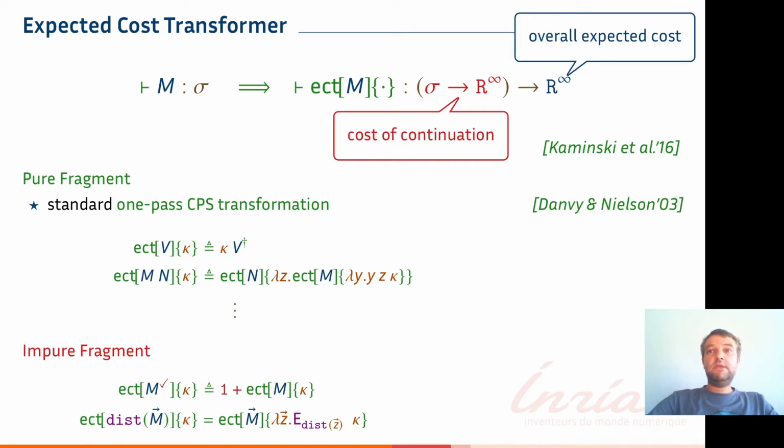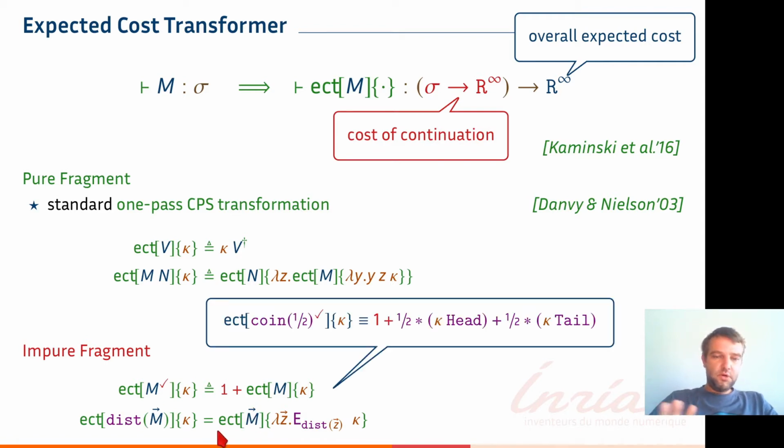Whenever we see a tick term, we just add 1 to its expected cost, and whenever we see a sampling instruction, morally what we are doing is we simply compute the expectation, so the mean value of the cost of this continuation kappa with respect to the sampling operation that we are performing. Possibly also first evaluating the arguments m to this sampling instruction.